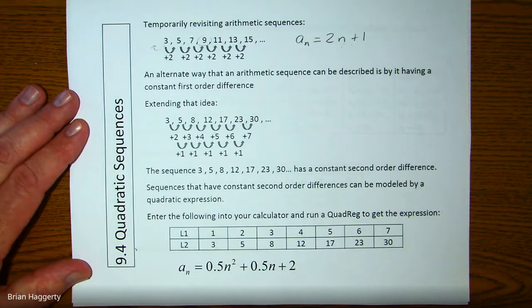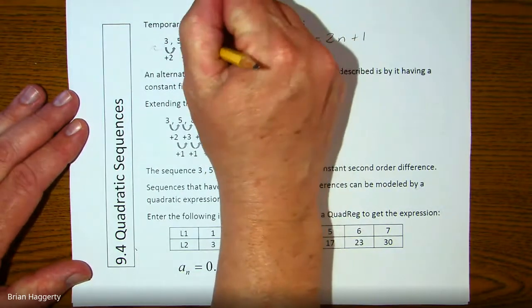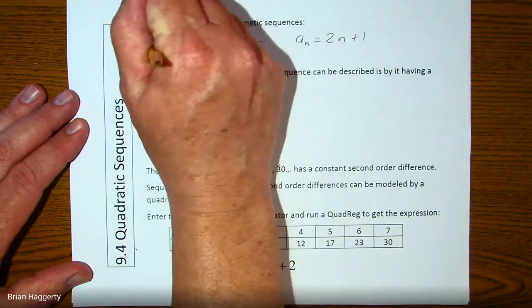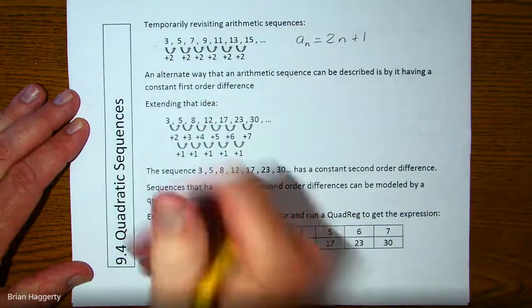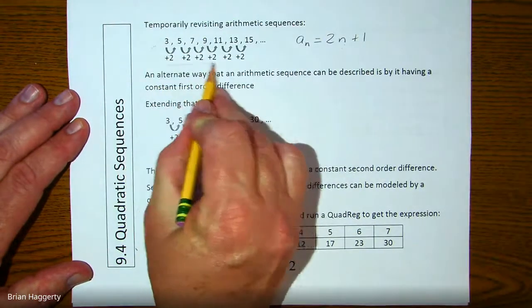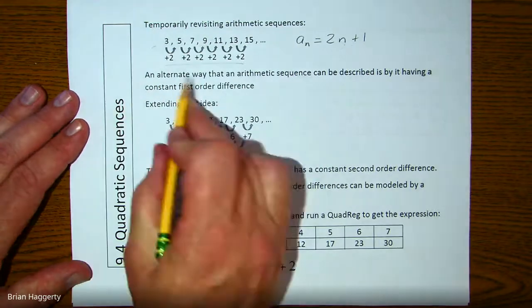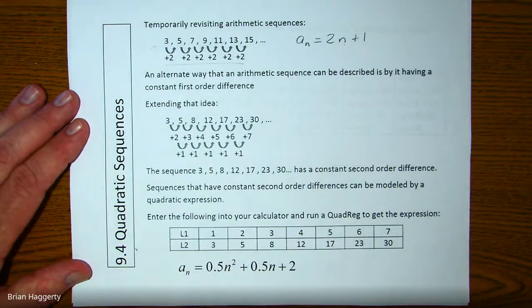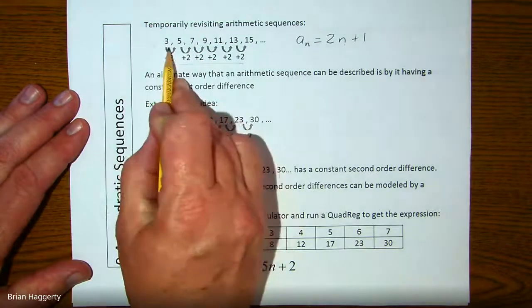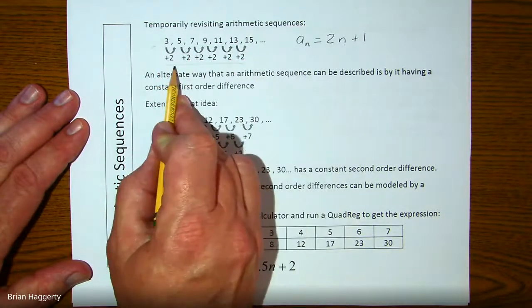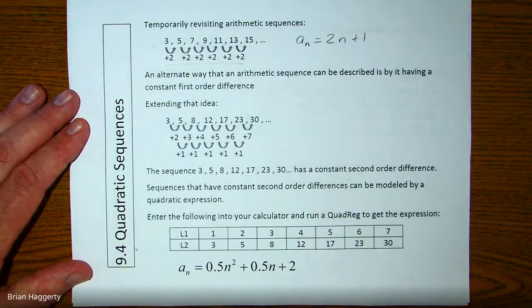All right, now the comparison to the new stuff here. An alternative way of thinking about these plus 2s is what we're going to do is consider that set of numbers our first order differences. So what's happening here is we have a constant first order difference, which means when we do this set of subtractions going across, that number is the same.